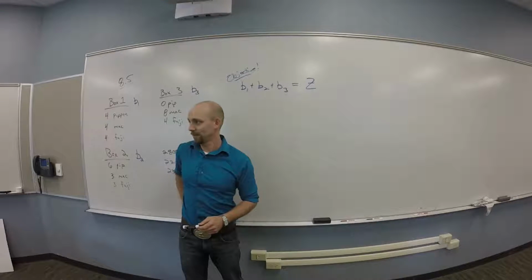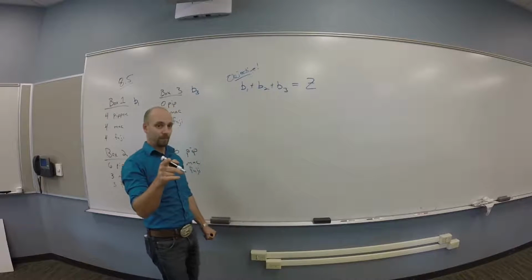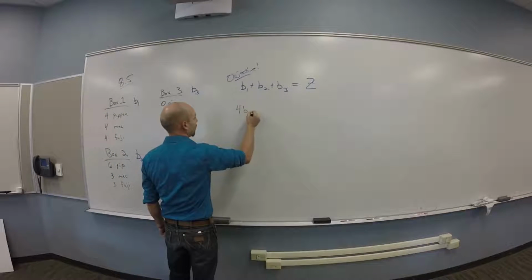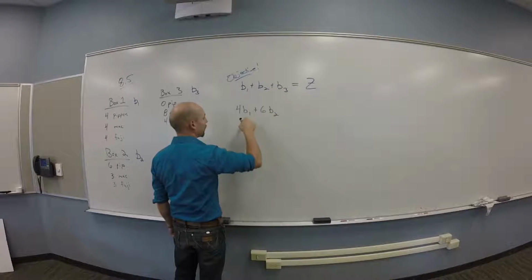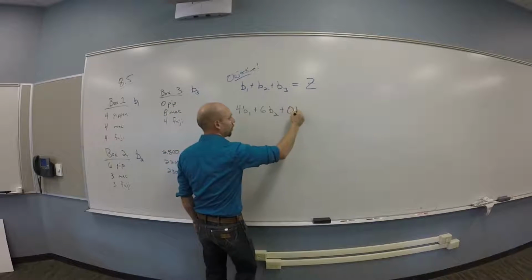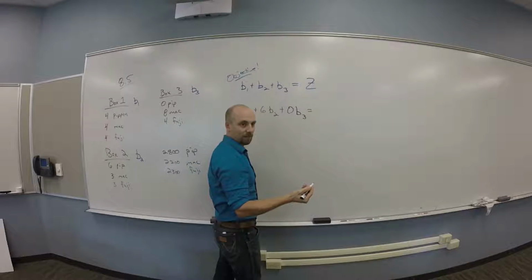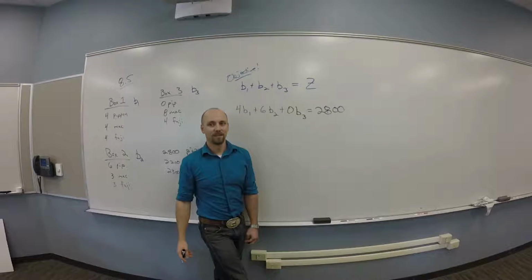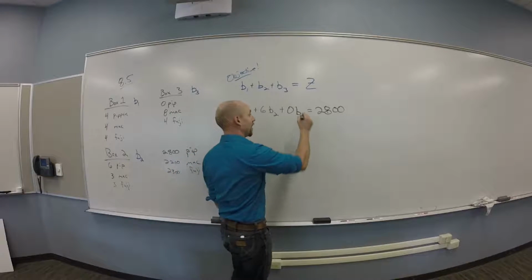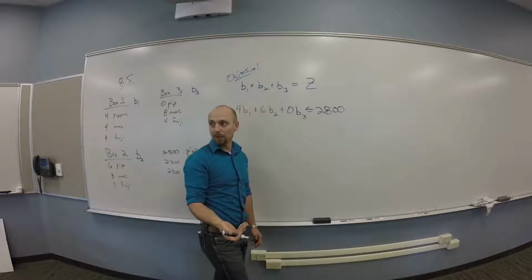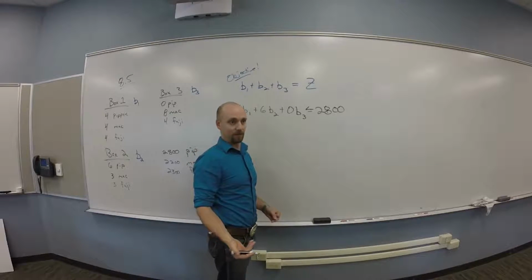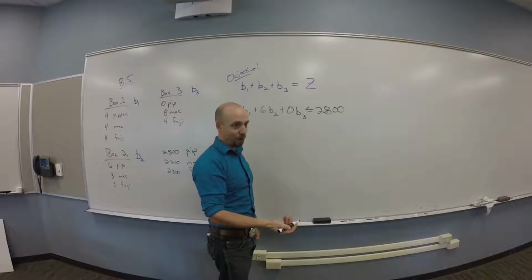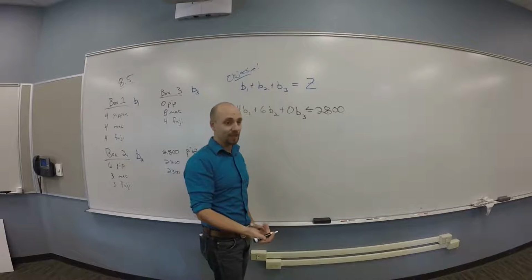Now what else? Would you have like 4B1 plus 6B2 plus 0B3, and then equals the 2,800 for the Pippins? Okay, so I got 4B1s plus 6B2s plus 0B3s. Would that be the 2,800 Pippins? Actually, this needs to be less than or equal to, because I don't have to use all the Pippin apples. There might be 1 or 2 left over at the end. This is going to tell me how many apples I can eat while I'm boxing. Hopefully I can eat them.